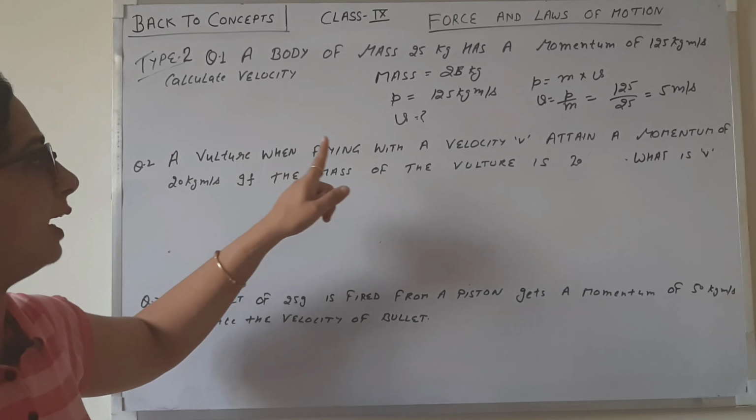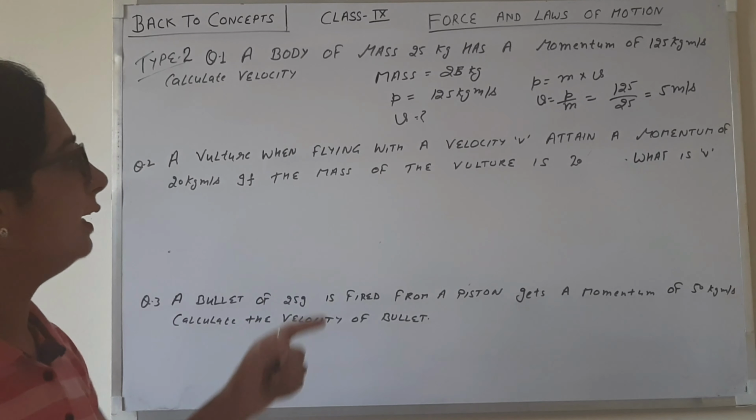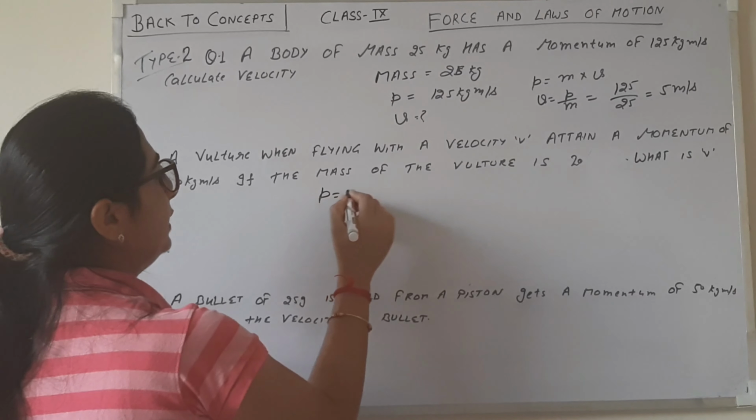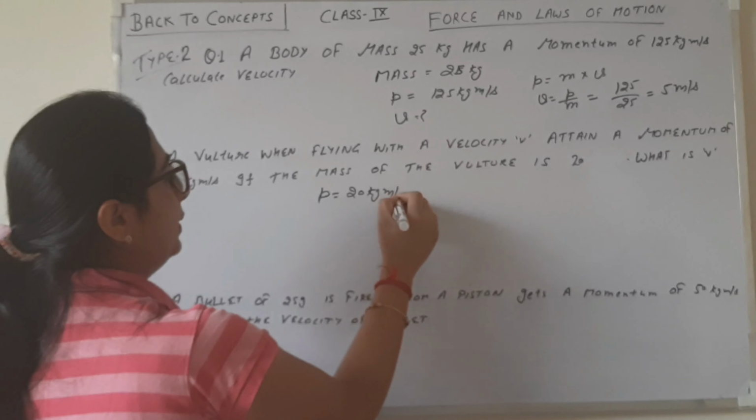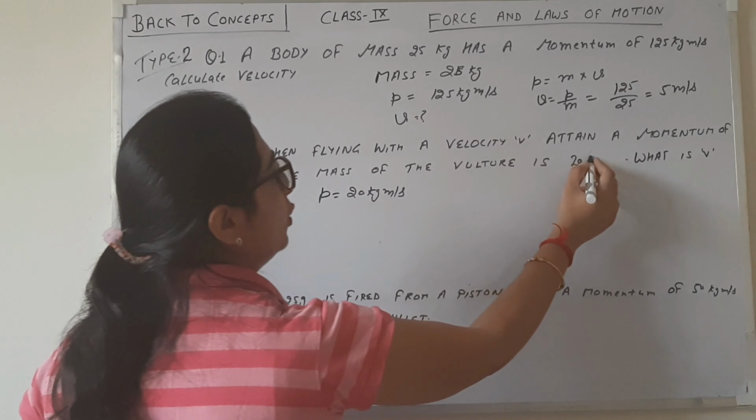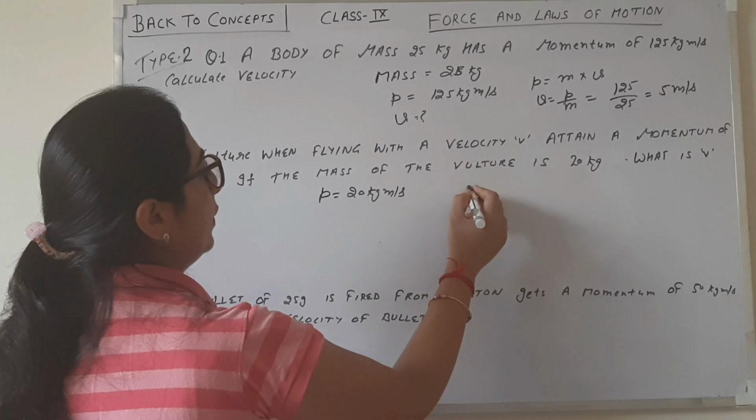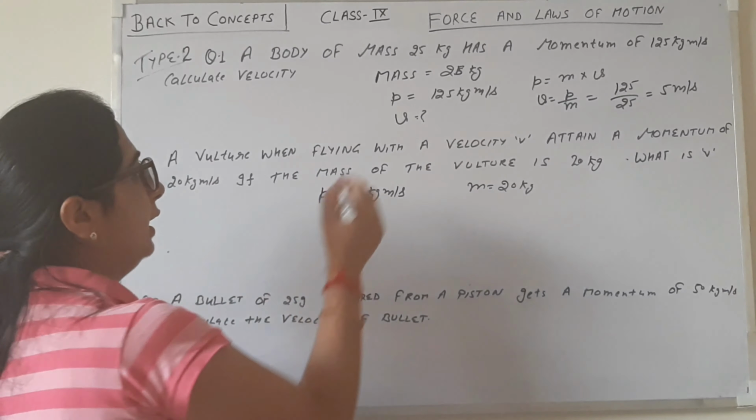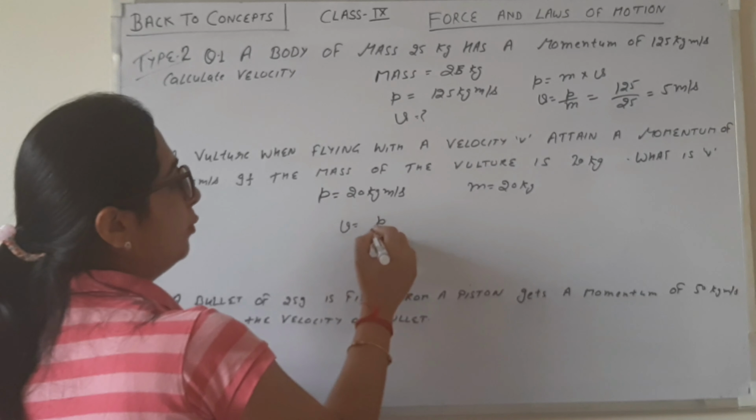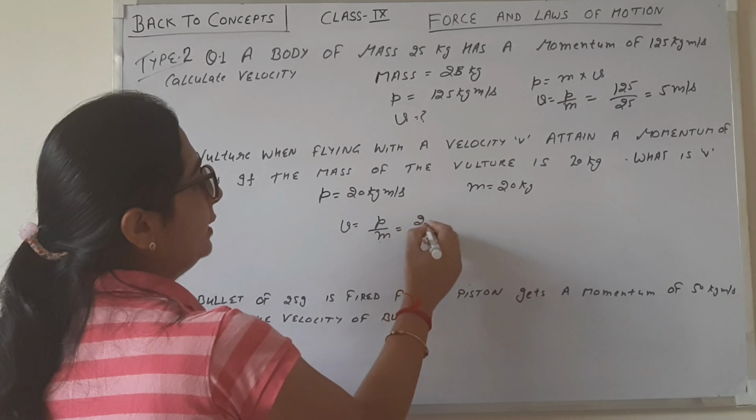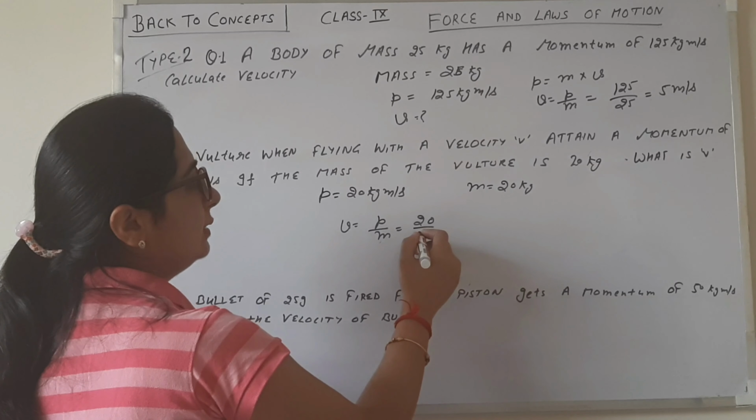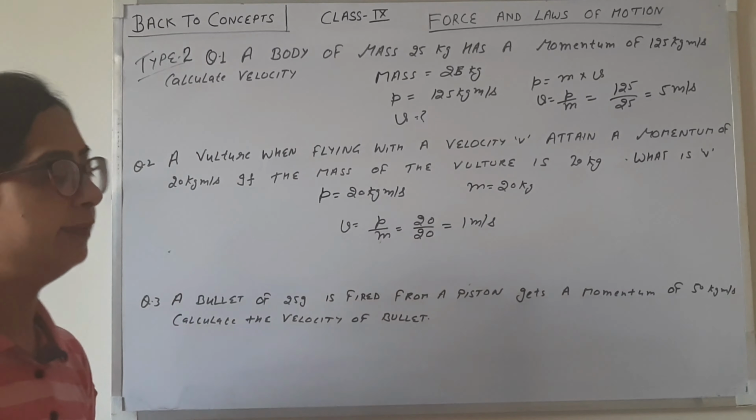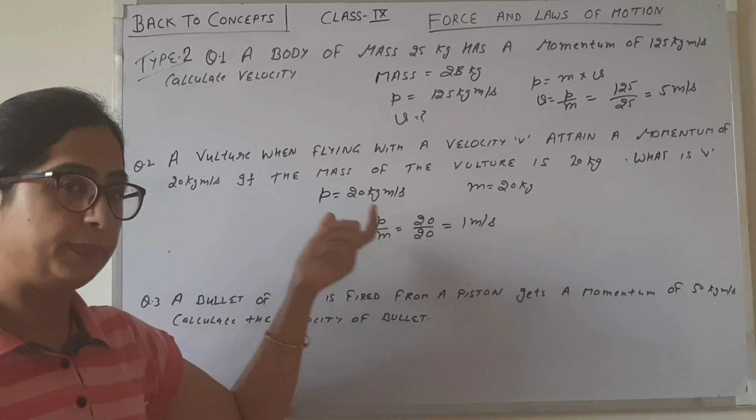A vulture, when flying with a velocity v, attains a momentum of 20 kilogram meter per second. So momentum is given, 20 kilogram meter per second. If the mass of the vulture is 20 kilogram, mass is equal to 20 kilogram. So what is the value of v? And as we discussed, what is v? Momentum upon mass. Momentum is 20 kilogram meter per second and the mass is 20 kilogram. So what's the velocity the vulture has? That is equal to 1 meter per second.